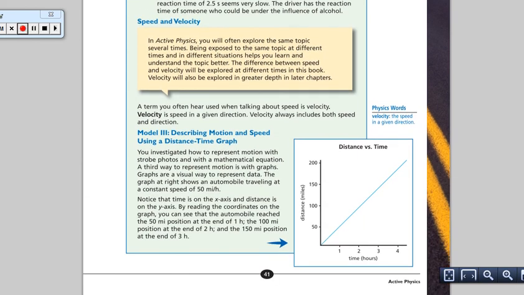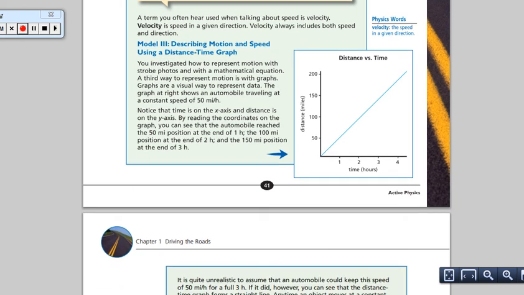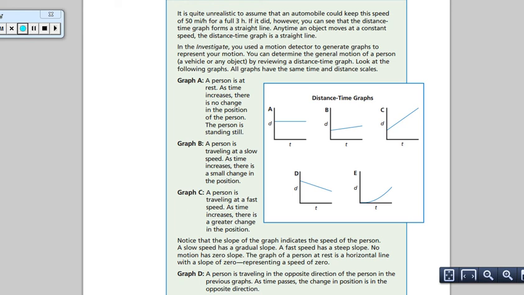Speed versus velocity. We have a distance time graph here. That's in another presentation, so I'm not going to re-present or re-talk about that. It's kind of a waste of your time.